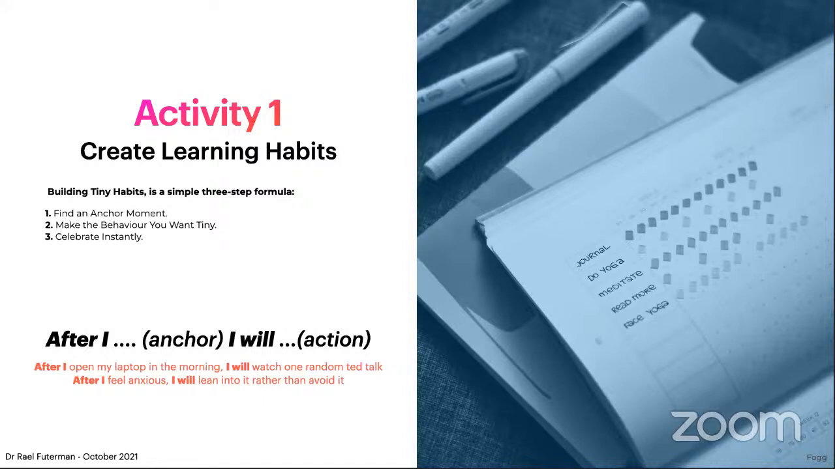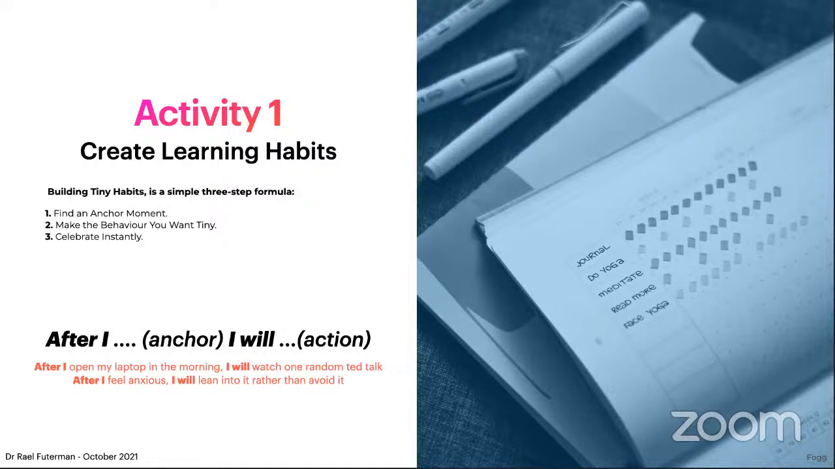And then what behavior do you want to attach to that? So create something new and make it tiny. So a very small action, something that might take, for example, less than 30 seconds. And then what's important is to celebrate instantly. And this is sort of a 3-step formula we can use to create habits.